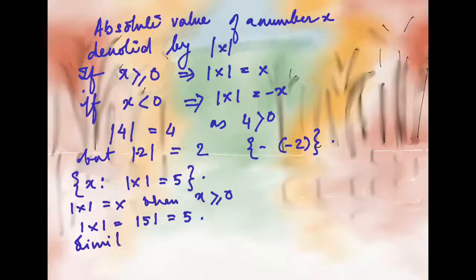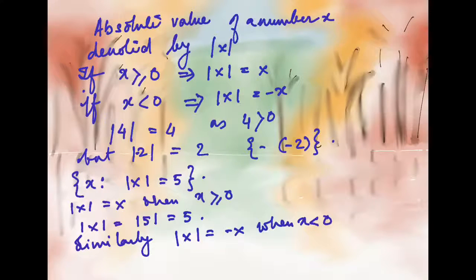Similarly, mod x equals minus x when x is less than 0. Therefore, it is taking this value minus 5, and yes, minus 5 is less than 0. Therefore, mod of x equals 5 implies x equals plus or minus 5.